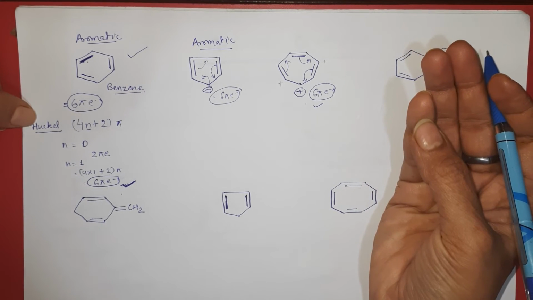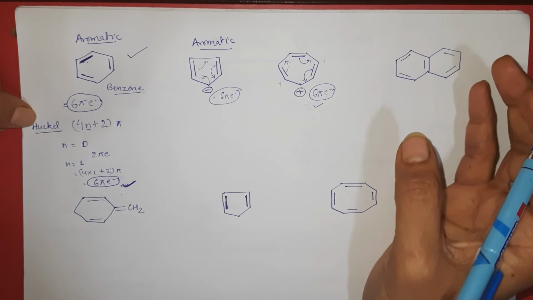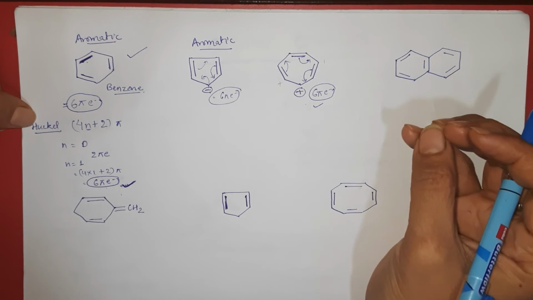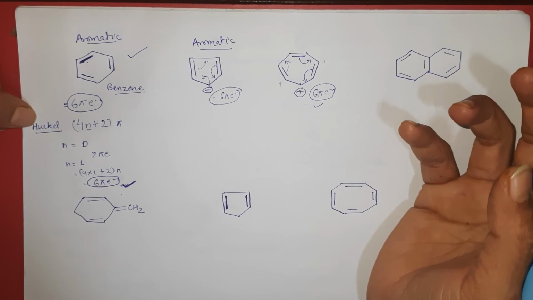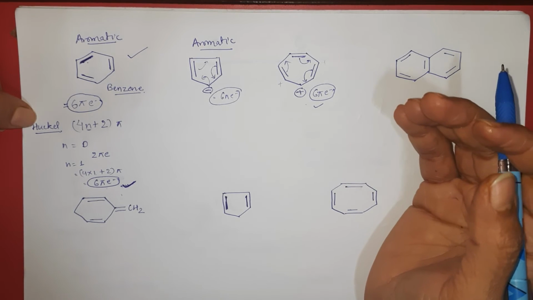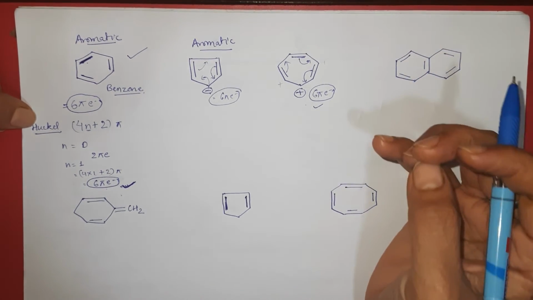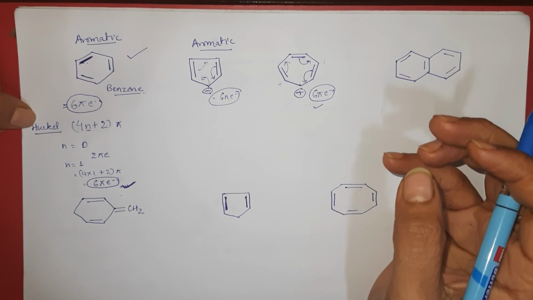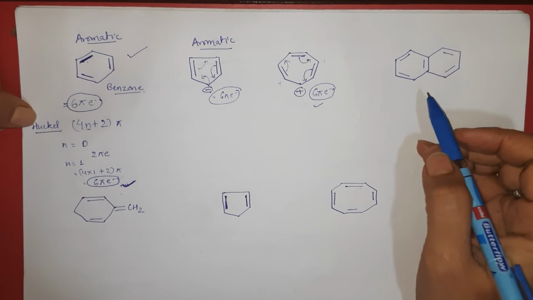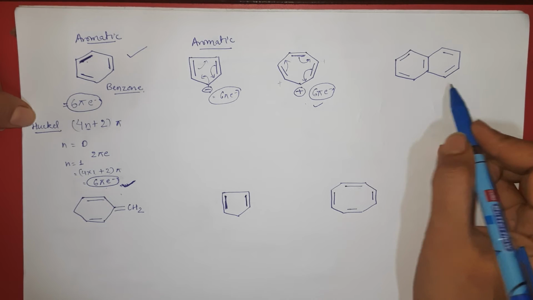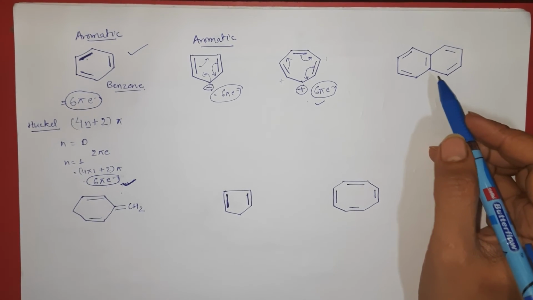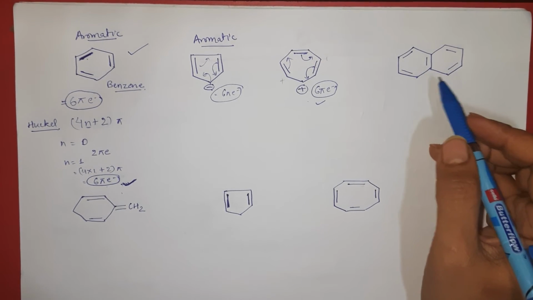And also take care one thing in your mind, that the compound should be cyclic, conjugate and planar. Okay, so first of all you need to learn these things, that some compounds are planar, some compounds are non-planar, because you can't get the answer by just seeing the compound. You need to know about the structure also. Okay, so here this is naphthalene, and let's count the pi electrons involved in it.